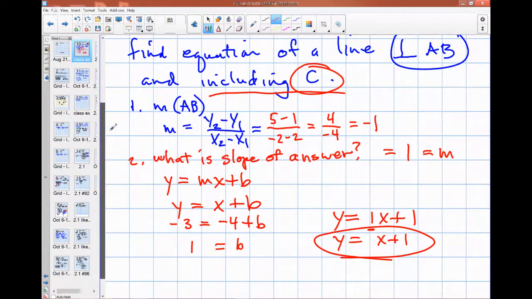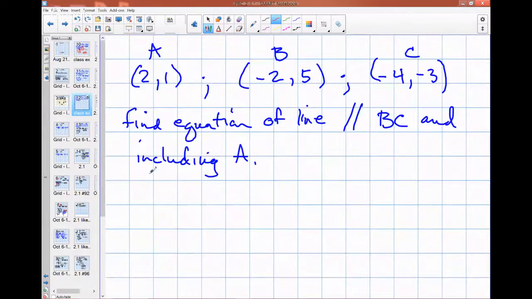Okay. All right, let's take another one. I'll practice one more of this type. Maybe we don't have time. Yeah, let's do one more. So here's another sample. Here I have the same 3 points we had before, but this time notice the directions are different. It says find the equation of the line parallel to BC and going through point A. Parallel, so it should be the same slope as BC.